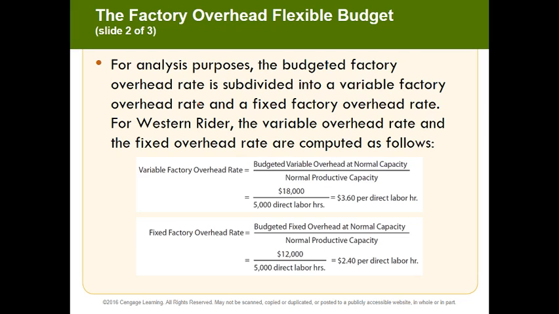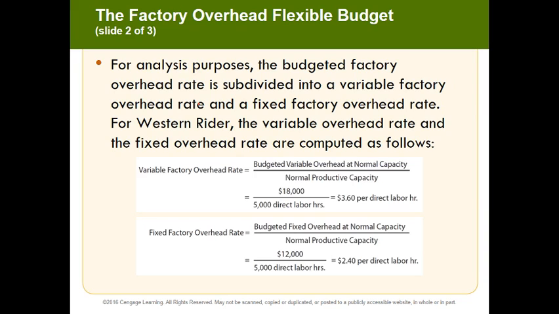As we go to analyze that, this needs to be subdivided into the variable rate and the fixed rate, because our fixed is not going to change in total, whereas our variable will. So for Western Rider, the variable overhead rate and the fixed overhead rate are calculated by taking the budgeted variable overhead at normal capacity, dividing it by the normal productive capacity, and in this case, we get $3.60 per direct labor hour.